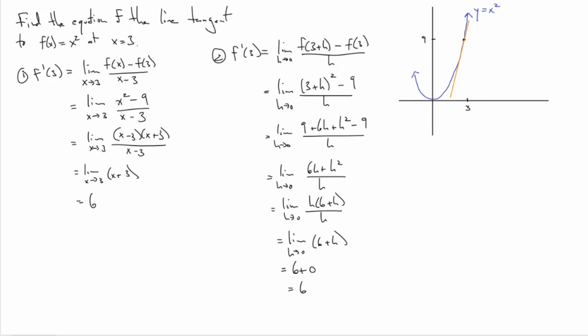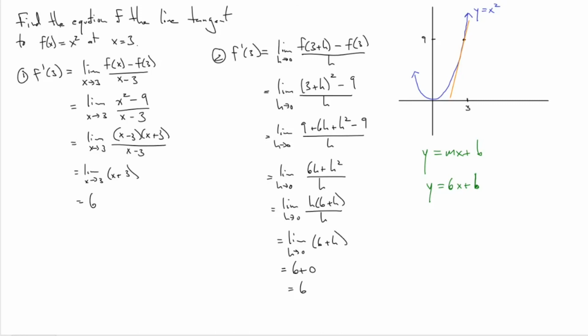We're not done yet. All we found was the slope of the tangent line. The question asks for the equation of the tangent line. And we'll be doing this kind of thing a lot. The equation of any line is y equals mx plus b, where m is the slope. We just found the slope of the tangent line. It's 6. So we know that y equals 6x plus b.